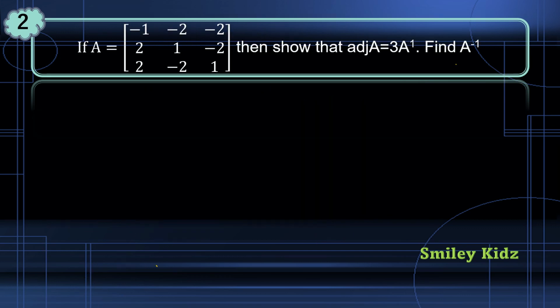Moving forward, yet again, we have a 3 by 3 matrix. We are going to show that adjoint of A is equal to 3A1. Now, what does this A1 and this A minus 1 represent? Well, they are exponents, right? They are taking the place of exponents. This 1 right over here means that you got to take the transpose of A. Remember, if you have just 1, it is transpose. On the other hand, if you have minus 1, it means you got to take its inverse. Fine. Now let's try to prove this out.